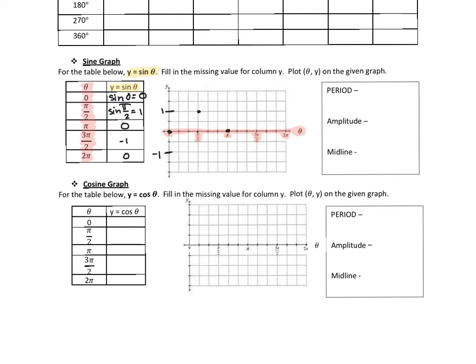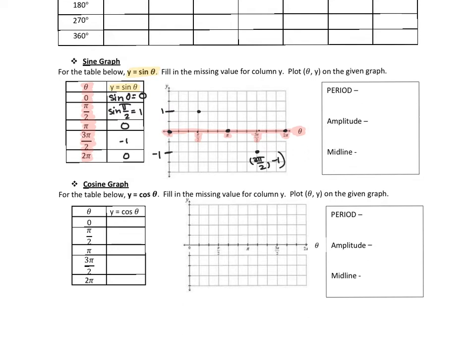The next coordinate is at 3 pi over 2 in the theta direction and negative 1 in the y direction. My next coordinate then is 2 pi, 0. And these can be written like coordinates. This is 3 pi over 2, comma, negative 1. And that's what I've plotted.